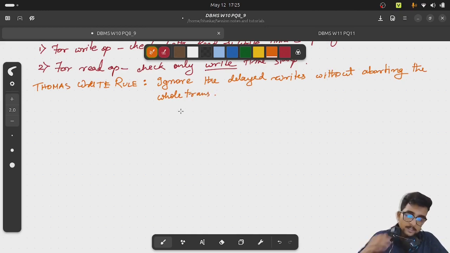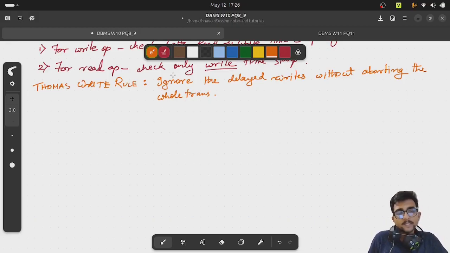So what does this mean? Some writes which are delayed means, as we have seen in this example, that the write of T3 is happening, T3 being an older transaction, still its write is happening later, and before this write is executed, the younger transaction T1 has already read and written into it. So that is a delayed write. So T3's write was a delayed write.